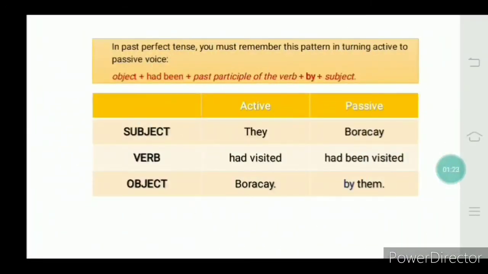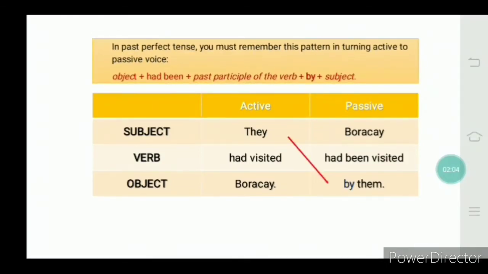So next, we have in past perfect tense, you must remember this pattern in turning active to passive voice. We have the object plus had been plus past participle of the verb plus by plus the subject. So our subject here is they, our verb had visited plus the object Boracay. So you will know that the verb is in past perfect tense if you are using had as the auxiliary verb or the helping verb.